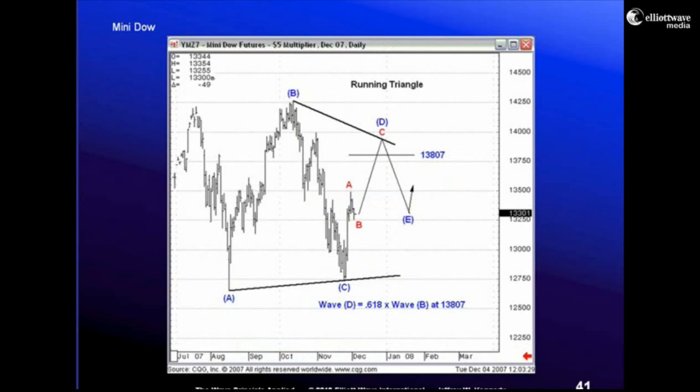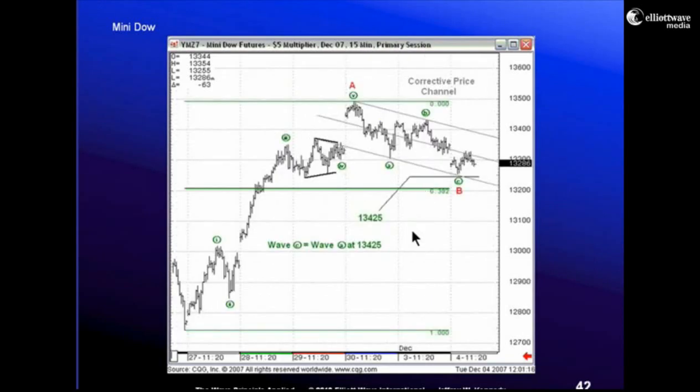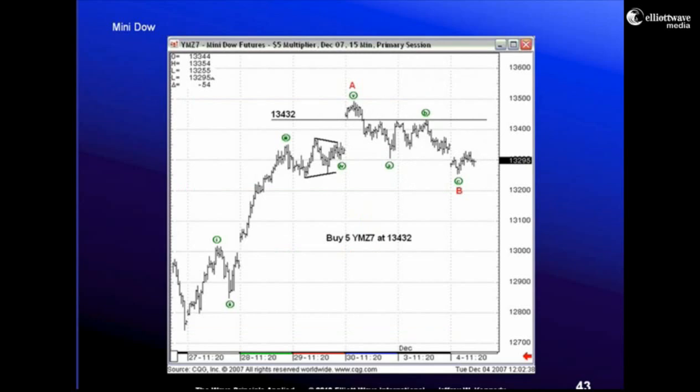Now let's go back. Here's again the larger context that the wave principle provides. Here's my initial 5-wave move up. As you can see, I'm working a running triangle. I'm looking for a move down and then another move back up. Let's see what happens. Here's the short-term interpretation. This is a 15-minute price chart. Here's my 1, 2, 3, triangle 4, 5. Here's my 3-wave decline. Via the larger context that the wave principle is providing, I see that there's another move to the upside likely. So that's my trade strategy. I want to buy 5 more contracts on a rally through 1343.2.